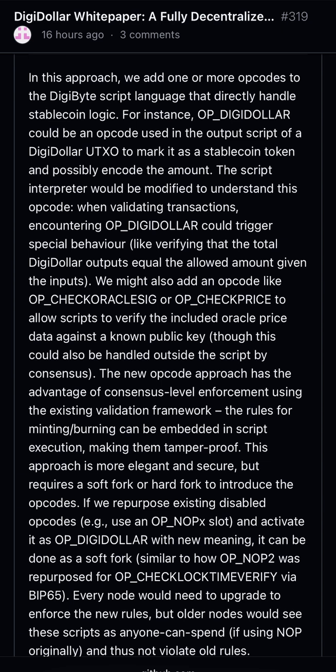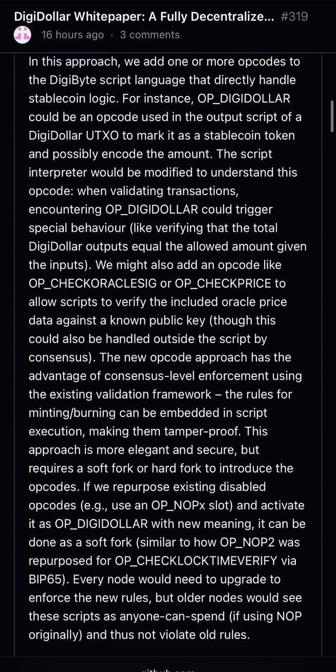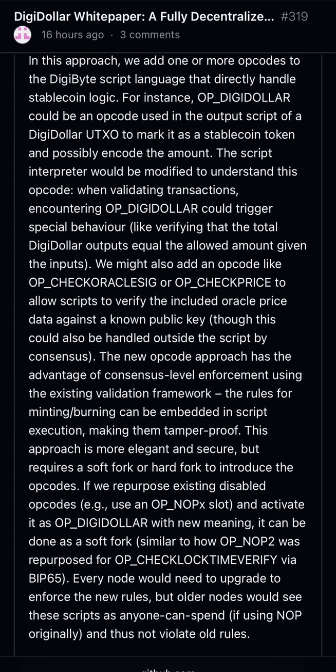amount given the inputs. We might also add an opcode like OP_CHECKORACLESIG or OP_CHECKPRICE to allow scripts to verify the included Oracle price data against a known public key, though this could also be handled outside the script by consensus. The new opcode approach has the advantage of consensus-level enforcement. Using the existing validation framework, the rules for minting and burning can be embedded in script execution, making them tamper-proof. This approach is more elegant and secure, but requires a soft fork or hard fork to introduce the opcodes.